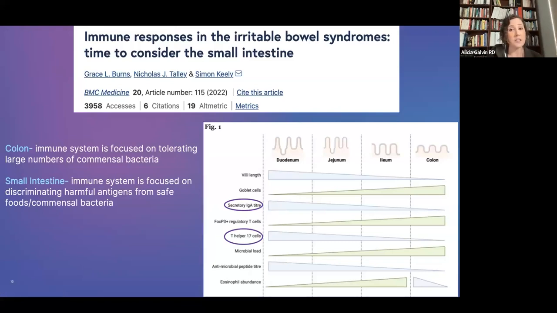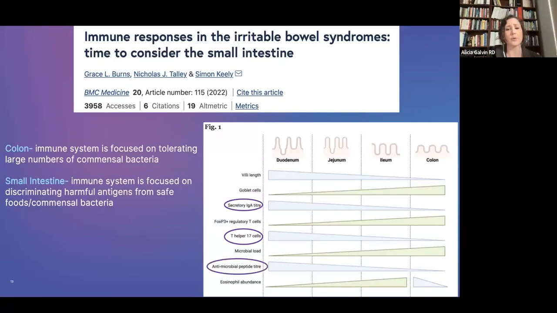T helper 17 cells, as long as these are in balance, can lead to things like homeostasis. It's when there's imbalance of the immune system that it can lead to things like autoimmunity. But you have a lot more of that concentrated in the small intestine versus in the colon.